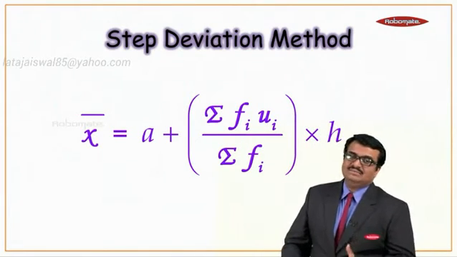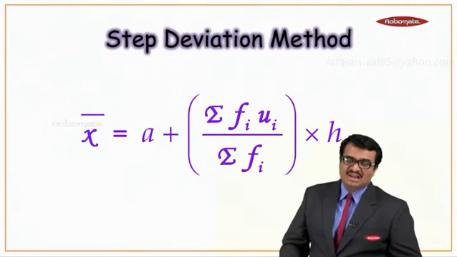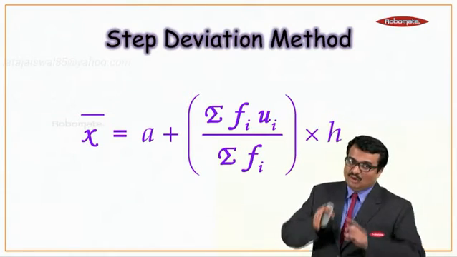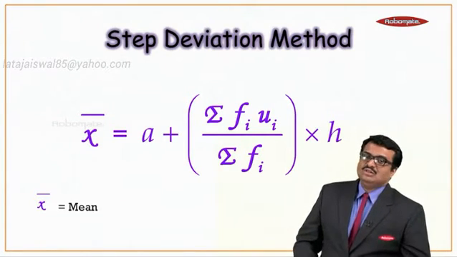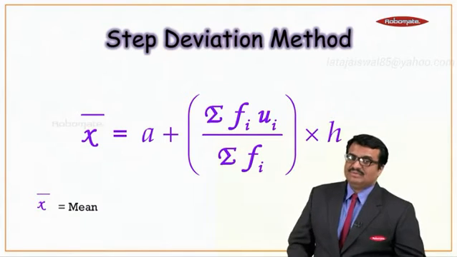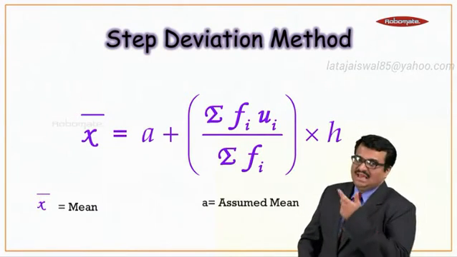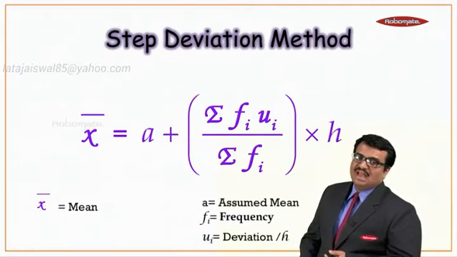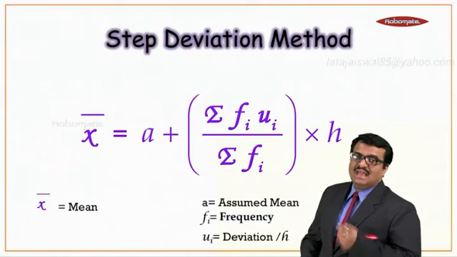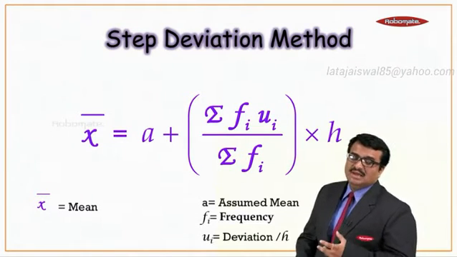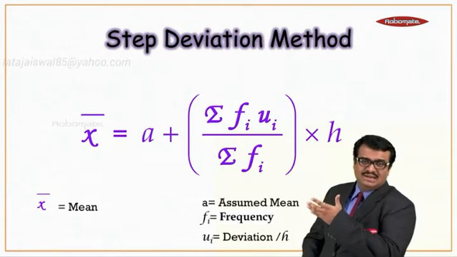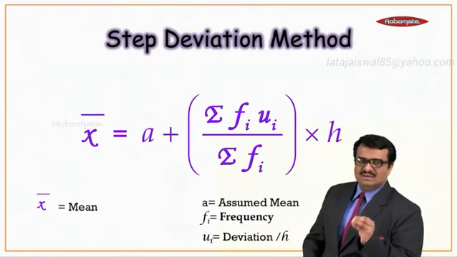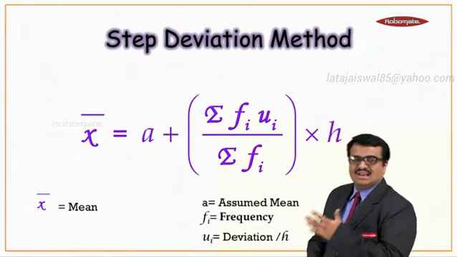Now, for the step deviation method, you have to use this formula: x bar is equal to a plus sum of fi ui upon sum of fi, the whole into h. Okay, so x bar stands for mean, a stands for assumed mean like in the assumed mean method. Okay, fi stands for frequency, and ui stands for deviation upon h. Deviation upon h, this is ui. Deviation means the di that we calculated in the assumed mean method. So this is more or less like the assumed mean method. Slight differences are there, but very simple and very easy, just like the assumed mean method.